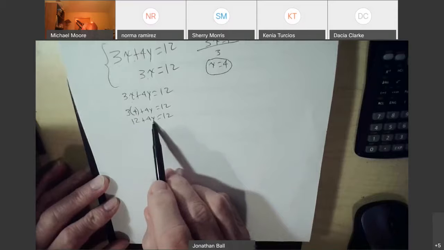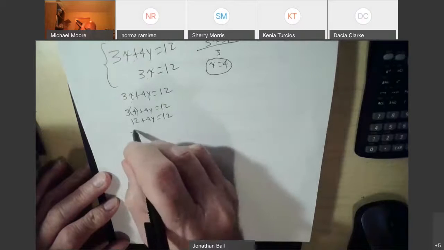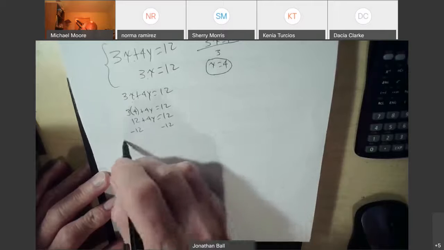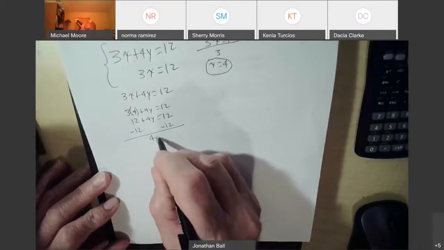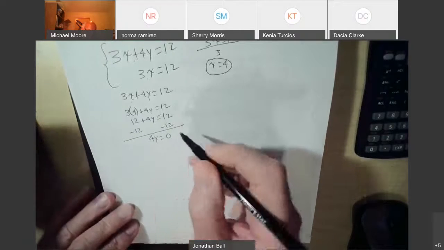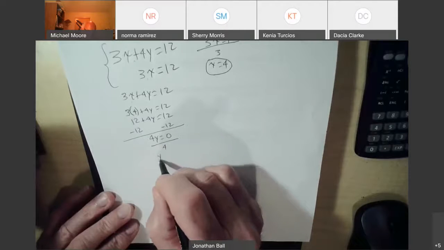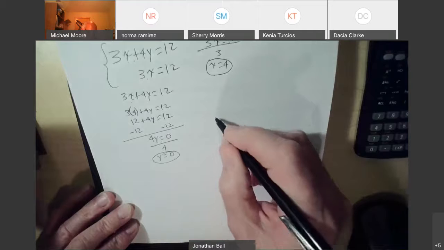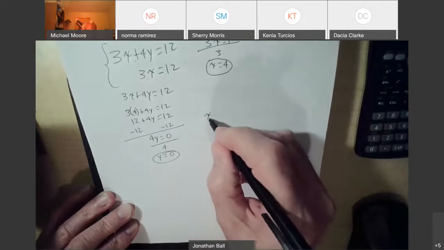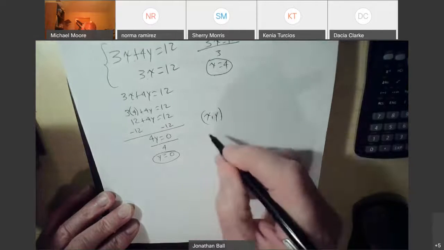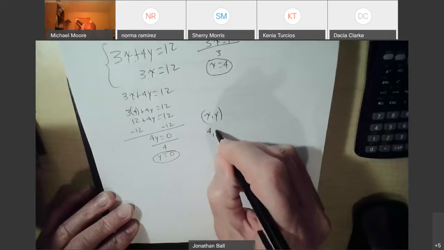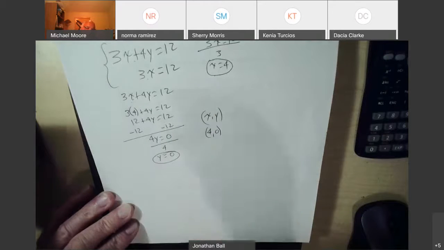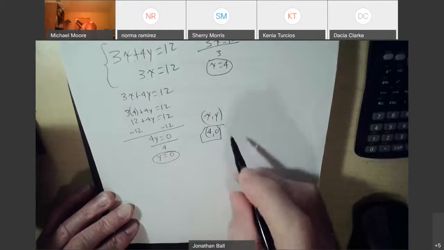Now we want to solve this for y. So we subtract 12 from each side. We get 4y equals 0. Divide by 4, y is 0. So our answer here is, remember, they're always in the form x, y. So it's 4, comma, 0. That's where the two lines cross. Okay, that's substitution.